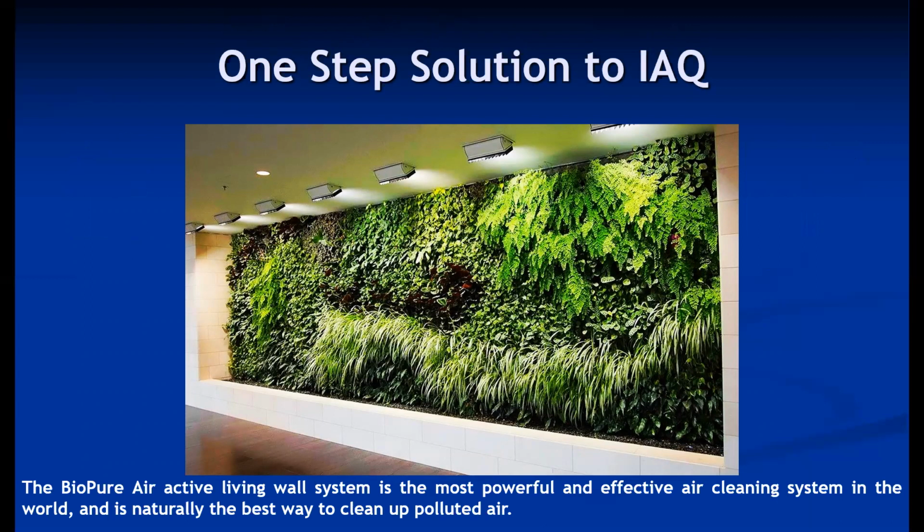It is the most powerful and effective air cleaning system in the world, and is naturally the best way to clean up polluted air. These are not normal trees or leaves, because they absorb carbon monoxide and carbon dioxide and create fresh air. Generally, it automatically purifies the air and absorbs the pollutants as well. So this is one of the most effective air cleaning systems, and obviously it's natural. Naturally, this is the best way of cleaning up polluted air.